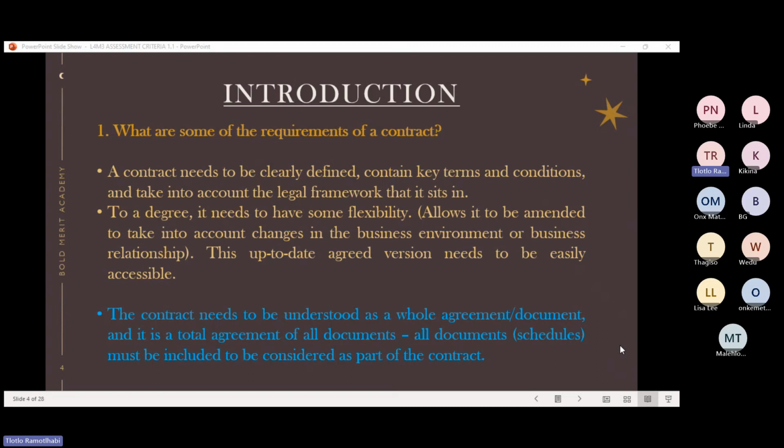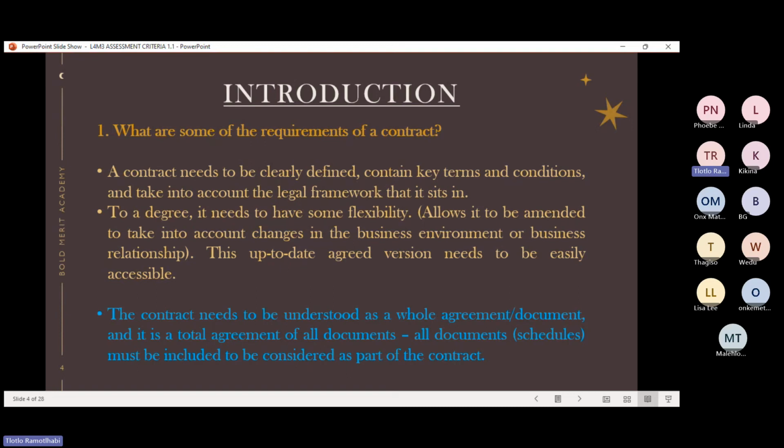So we're saying a contract needs to be clearly defined. When we are drafting a contract, we don't use bombastic words. We just use very simple language, so that the language in there is easy for both parties to understand. So that is why we need to make sure that things are very, very clear.